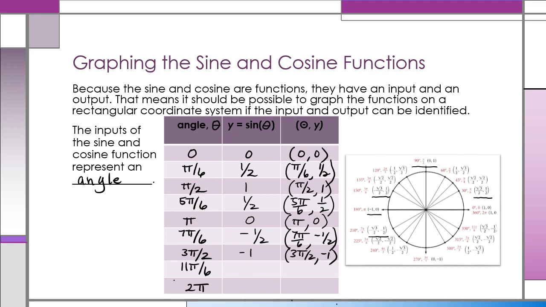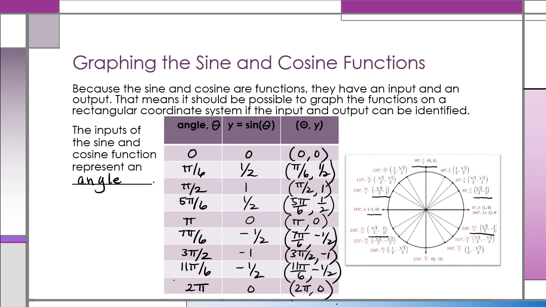For 11 pi over 6, I have an output of -1/2. So my ordered pair is 11 pi over 6, comma -1/2. And finally, making my way around the circle at 2 pi, I'm at the same place that I was with an angle of 0. And so this is where I see the repeat.